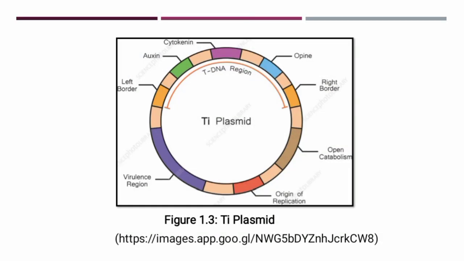As we can see in the figure, Ti plasmid contains three main regions. The first one is the virulence region, which is highlighted with blue color, the second one is the origin of replication, and the third one is the T-DNA region. The T-DNA region is the major region in Ti plasmid. The T-DNA region contains two borders, left and right border, and contains auxin, cytokinin, opine, etc. Ti plasmid also contains opine catabolism.